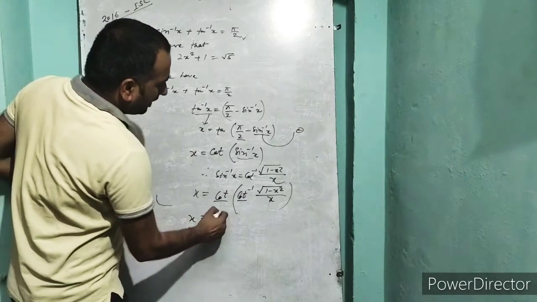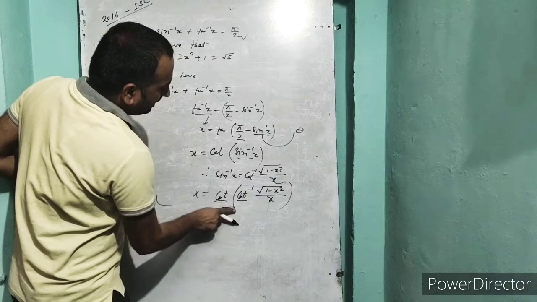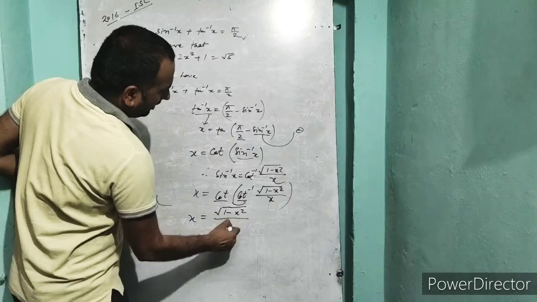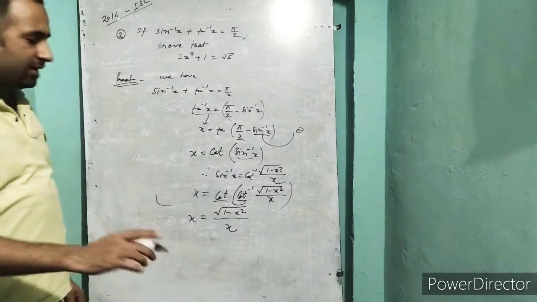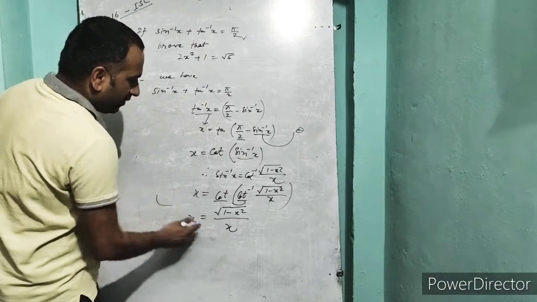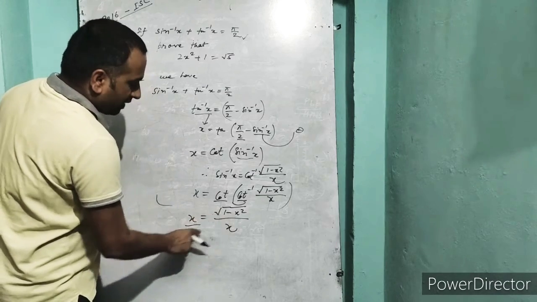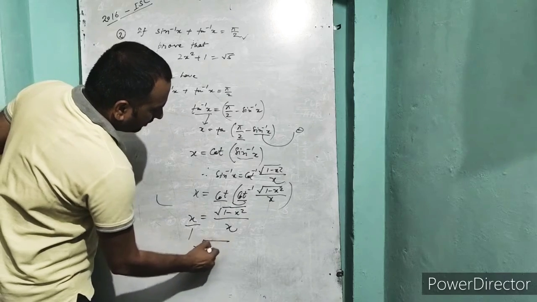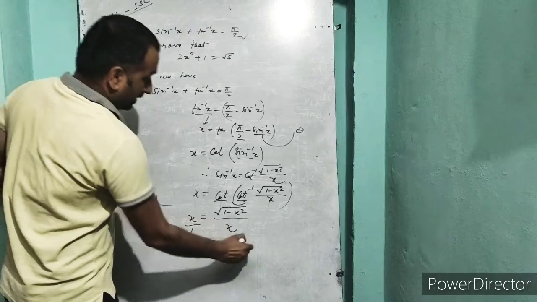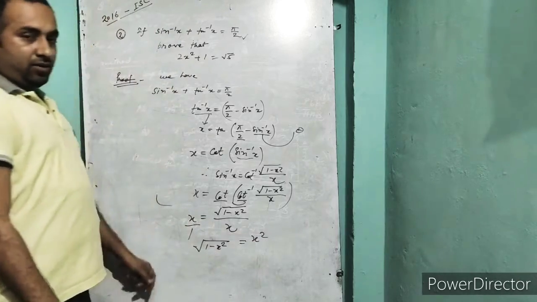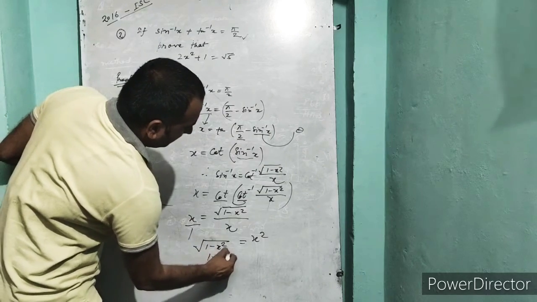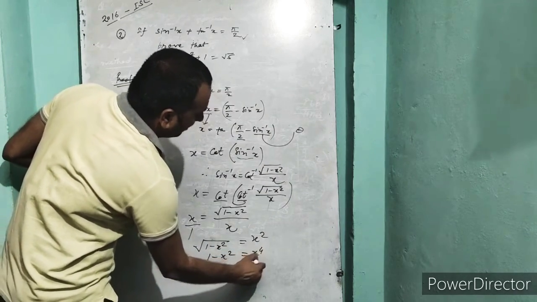So it will give you under root 1 minus x square upon x. Now, using cross multiplication, it will give you under root 1 minus x square multiplied by 1, which is equal to x by x, it is x square. Now squaring both the sides, you will get 1 minus x square is equal to x to the power 4.